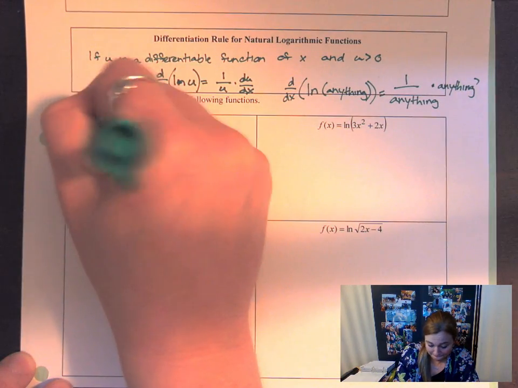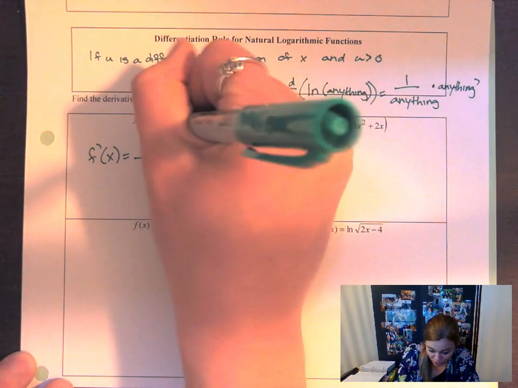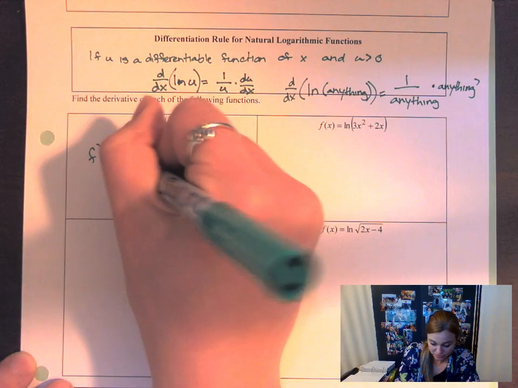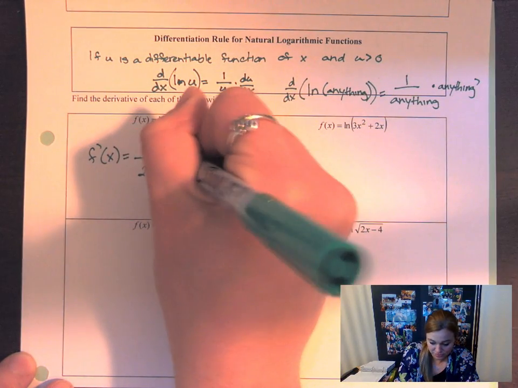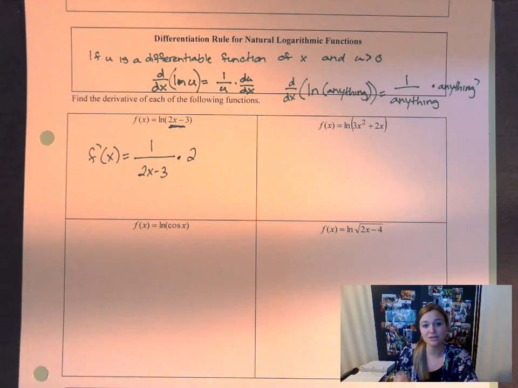So this one, I've got f prime of x would be 1 over the anything. So it's just 1 over the inside times the derivative of the inside. If you wanted to put the 2 in the numerator, you go right ahead. If you want to leave it like this, you do that.